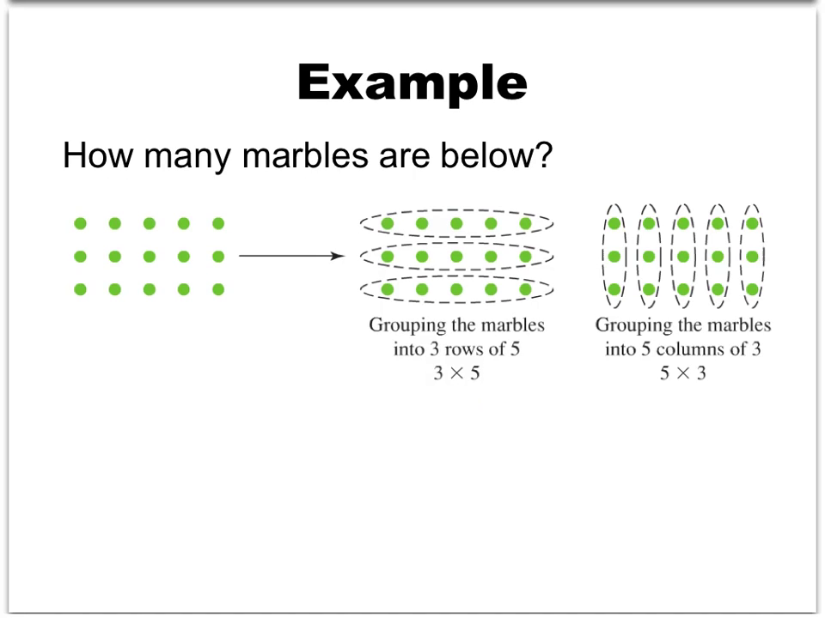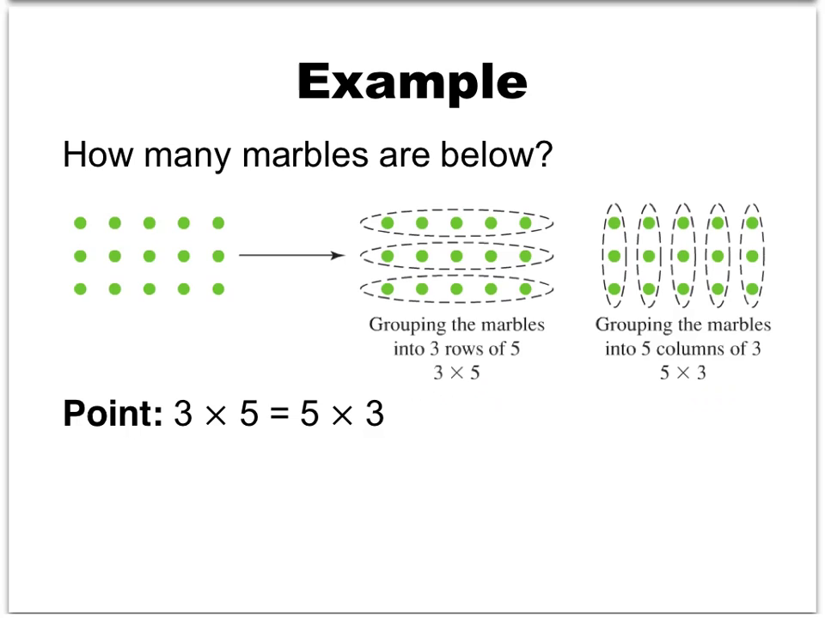Well, let's look at this from a different perspective. Let's group them according to columns like this. So now we have 5 columns, 3 marbles in each column, and so we have 5 times 3. So both of these expressions here, 3 times 5 and 5 times 3, describe the exact same number of marbles. So the point here is that these two expressions should be equal. 3 times 5 should be the same as 5 times 3, based off of our meaning of multiplication.